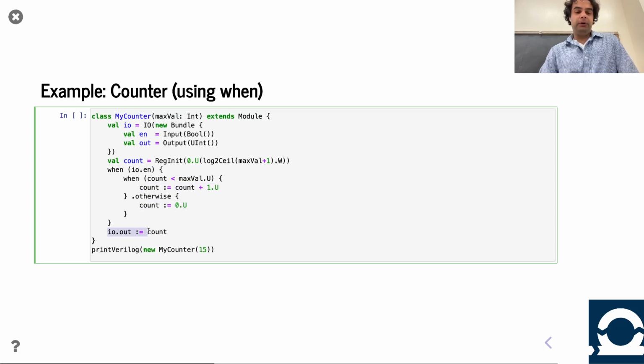And we can attach the output to this count. So this is quite civilized, right? This is quite nice.